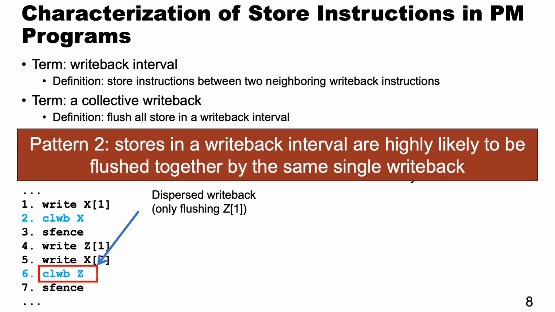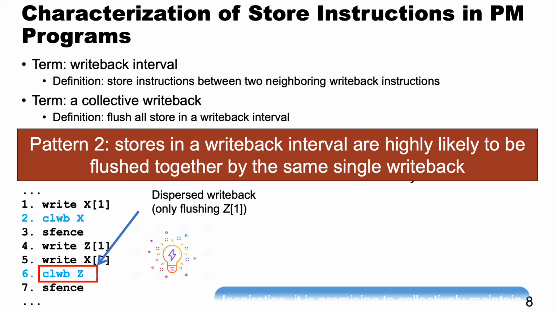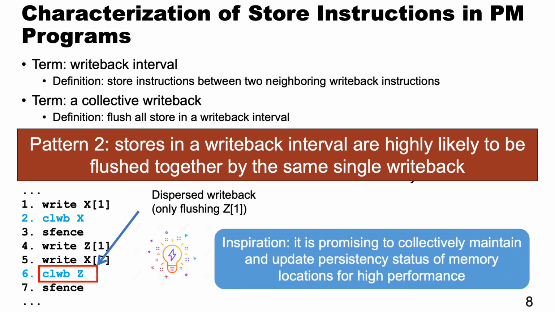Based on the above observations, we identified the second PM program pattern. Stores in a write-back interval are highly likely to be flushed together by the same single write-back. We can get inspiration from this pattern. It's promising to collectively maintain and update the persistent states of memory locations for high performance.